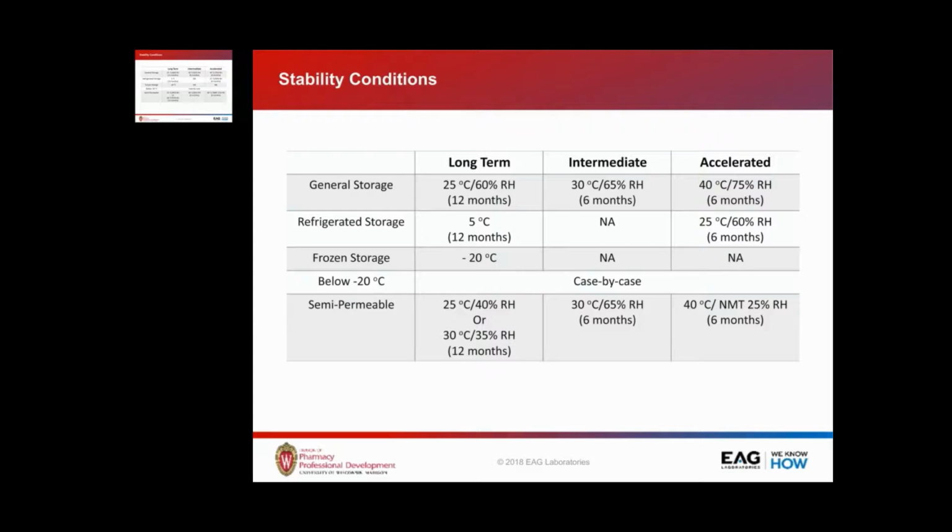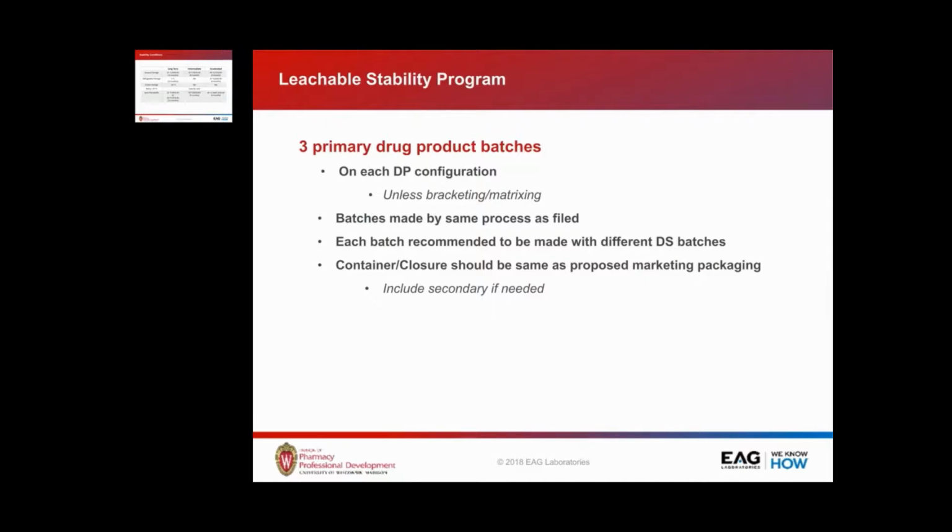It's also important to understand that the agency will only evaluate, for leachables, essentially based upon the length of data that you provide. I know the ICH from a degradant standpoint allows you to extrapolate. Extrapolating for leachables is much more difficult, which I'll cover shortly, of why that becomes much more of an issue. And then the other normal storage conditions: refrigerated, frozen, and semi-permeable. So a leachable stability program essentially is going to be very similar to an ICH.